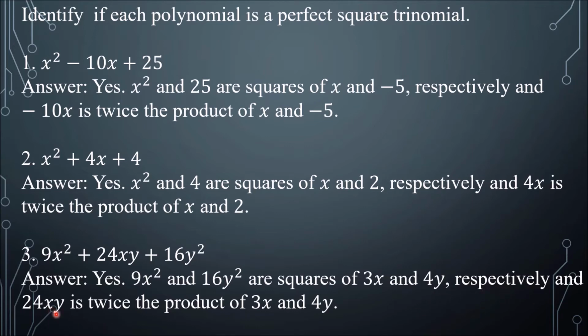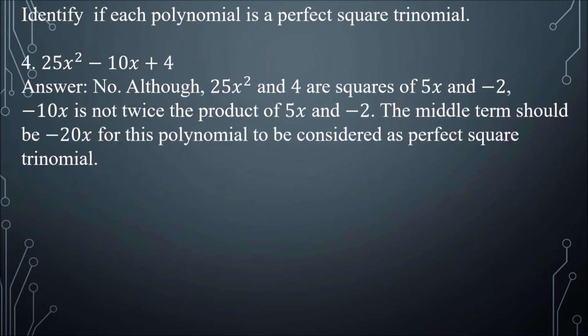And 24xy is twice the product of 3x and 4y. So 3x times 4y is 12xy times 2, we have 24xy. So 9x squared plus 24xy plus 16y squared is a perfect square trinomial. Number 4, 25x squared minus 10x plus 4. This is not a perfect square trinomial.